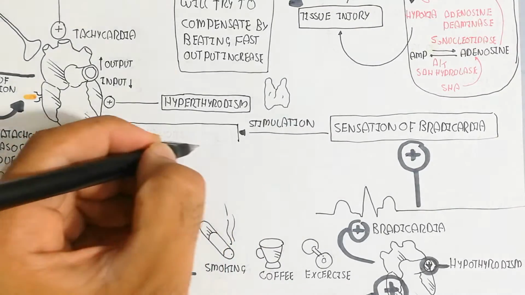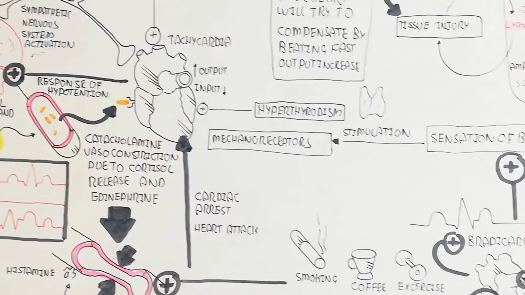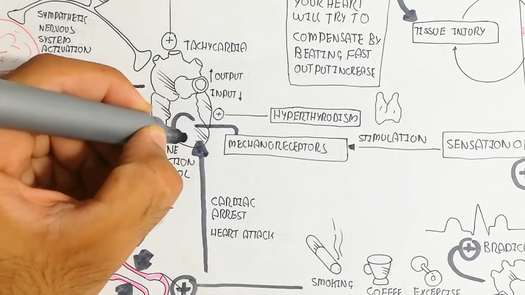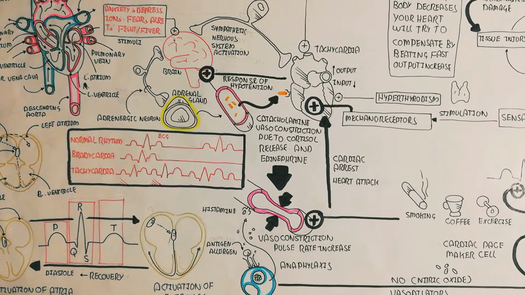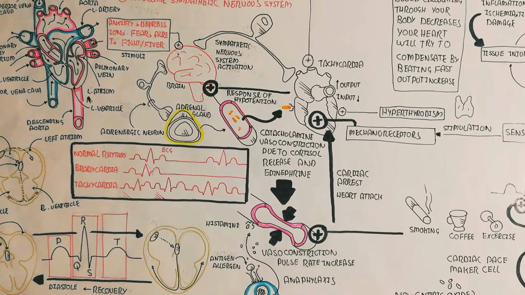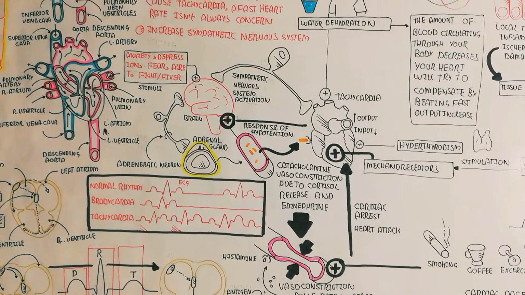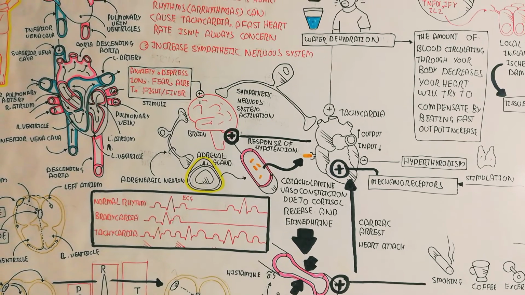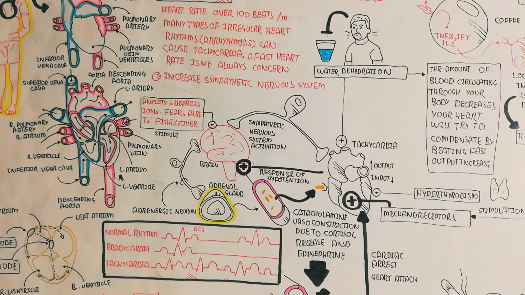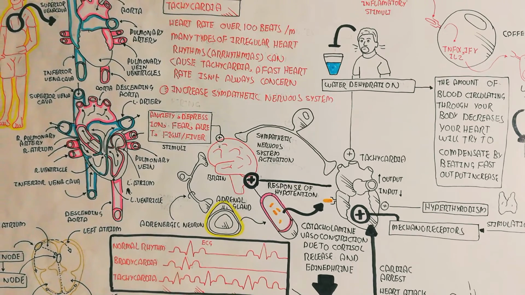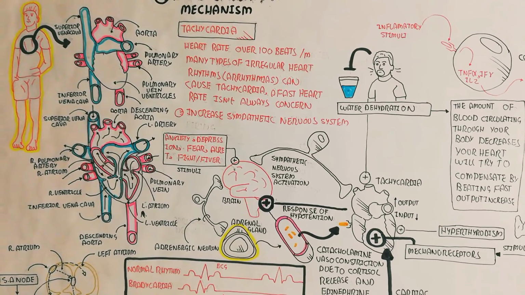So the sensation of the bradycardia will stimulate the mechanoreceptor to again trigger the sympathetic nervous system, and after the sympathetic nervous system, the heartbeat again will be maintained through tachycardia. So this normally functions in our body during exercise, when tachycardia will be increased, while bradycardia occurs during rest time. So this is basically the bradycardia and tachycardia mechanism and introduction.